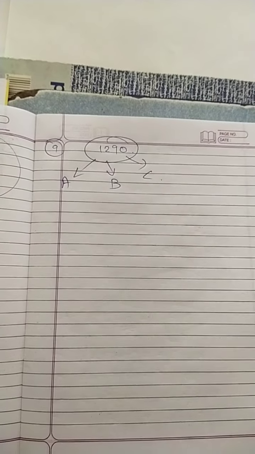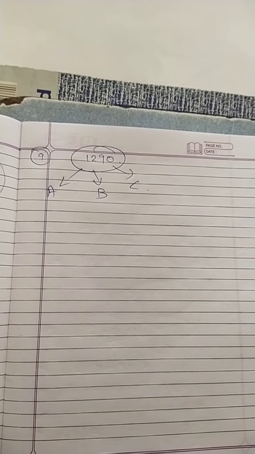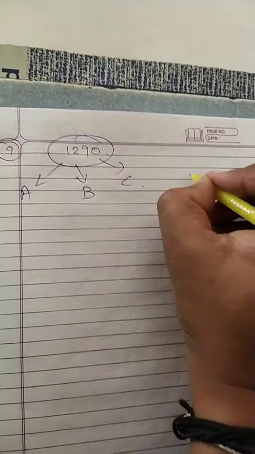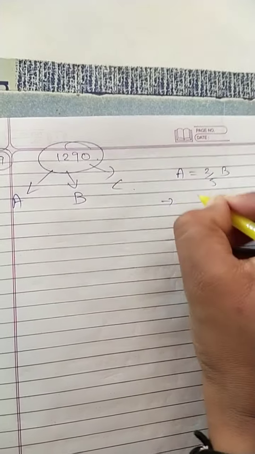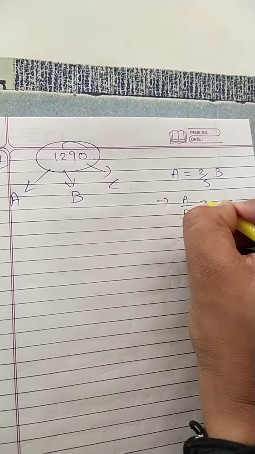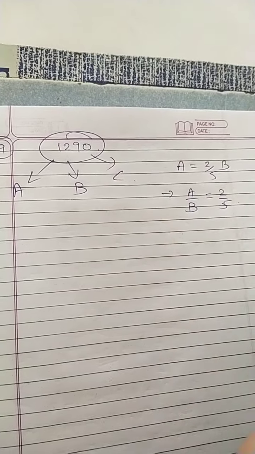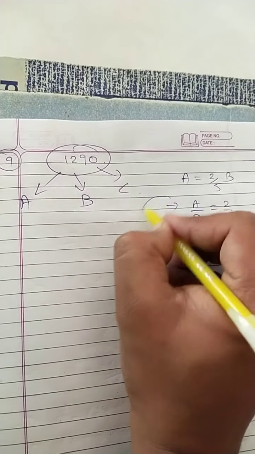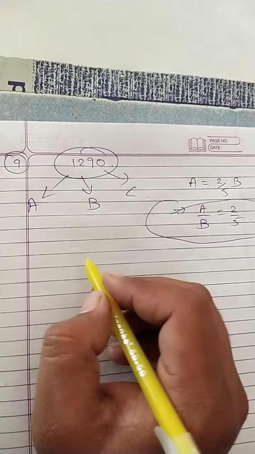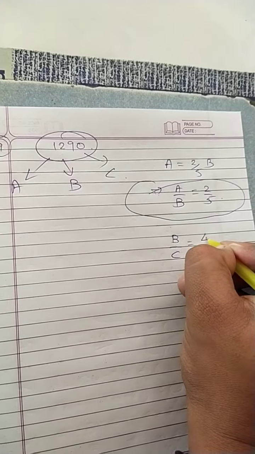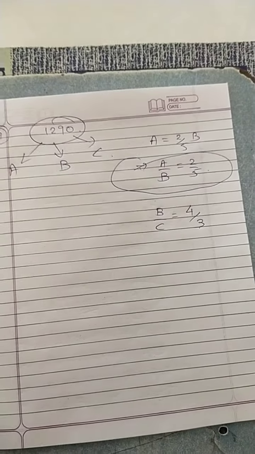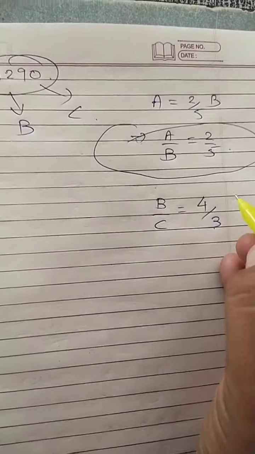The ratio given in the question is such that A is 2 by 5 of B, means A is equal to 2 by 5 B, so I can write A upon B is equal to 2 upon 5. This is condition number 1, which is given. The second one is B is to C is equal to 4:3.